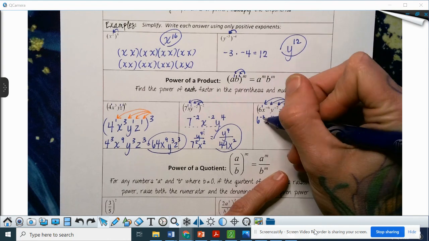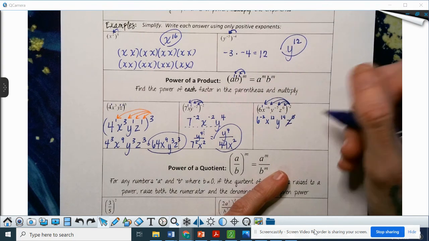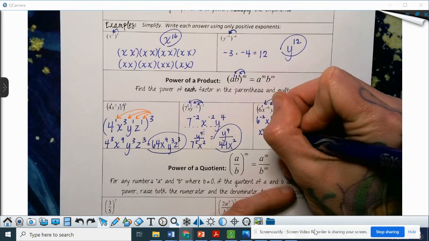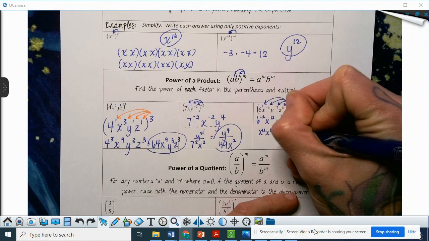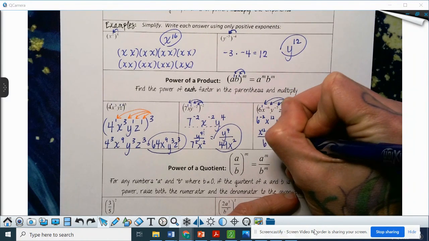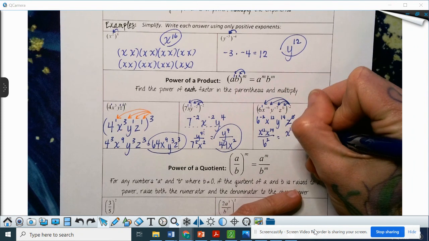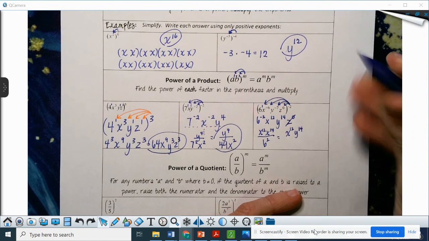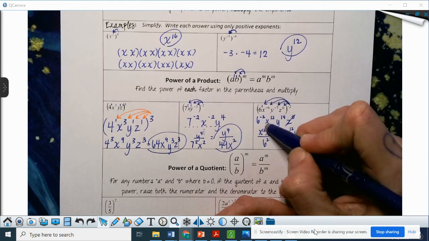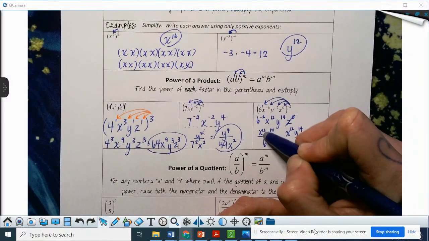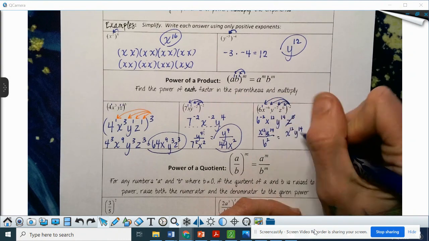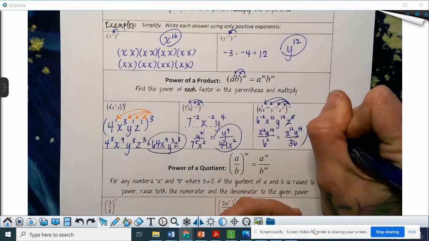Our negative is a problem. The positives, those are not a problem. So we're going to have x to the 12th, y to the 14th, all over 6 squared, which can be simplified to x to the 12th, y to the 14th. Sorry, I drew an x twice over there. I just saw it. So that's our y. And then 6 times 6 is 36.